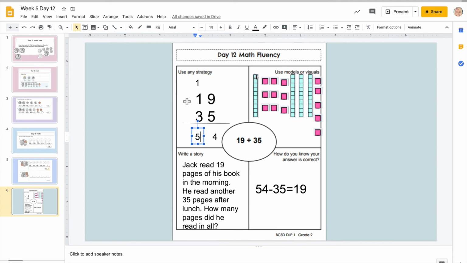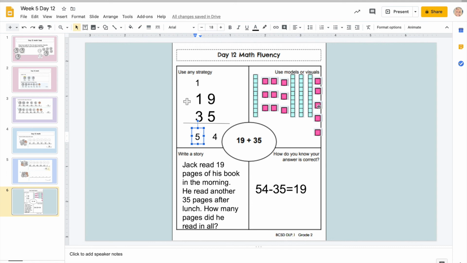Each time we count a 10 bar, we are counting by 10. So we have 10, 20, 30, 40, and there should be one more 10 bar. We would need to trade out the 10 ones for the 10 bar. And now we need 9 ones to represent 19. We have 1, 2, 3, 4, 5, 6, 7, 8, 9, and then the 5 ones to represent 35. So 1, 2, 3, 4, 5.